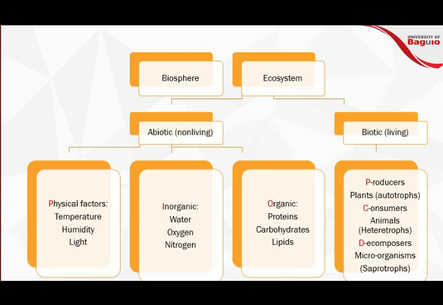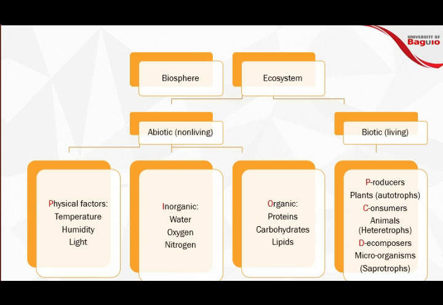Consumers pertain only to animals, also known as heterotrophs, because they depend on the autotrophs or the producers. Decomposers are the microorganisms, known as saprotrophs. Aside from biotic or living organisms, we also have the abiotic or non-living things.